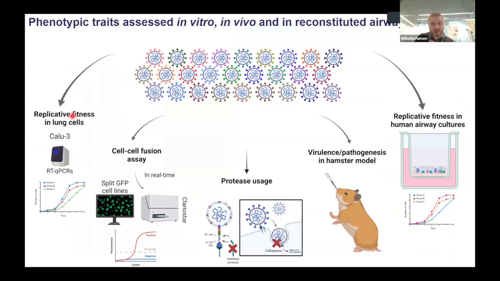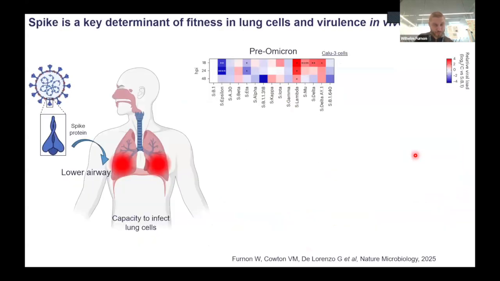So basically ranging from a very classic growth curve in Calu-3 cells, which are the gold standard for coronavirus or SARS-CoV-2, I would say. Then also looking at the cell-cell fusion, or the capacity of spike to mediate cell-cell syncytia, and then also looking at the protease usage, assessing the virulence and the pathogenesis in the hamster model, and also focusing a bit more on what's happening in reconstituted human airway epithelium.